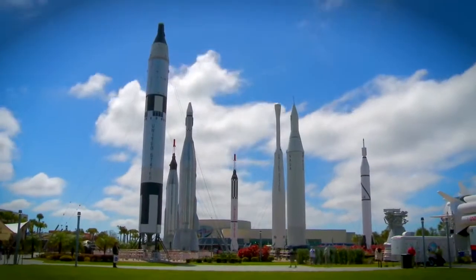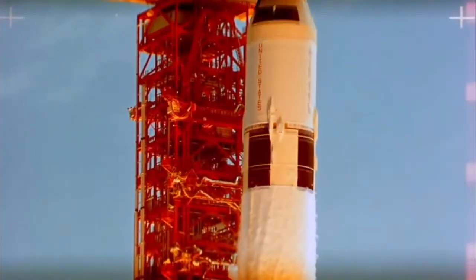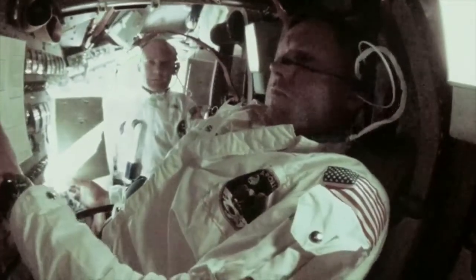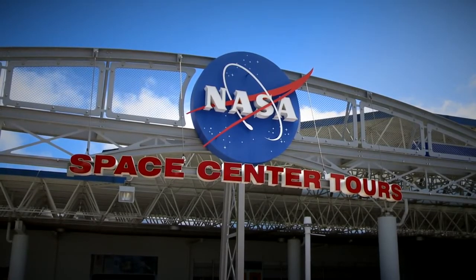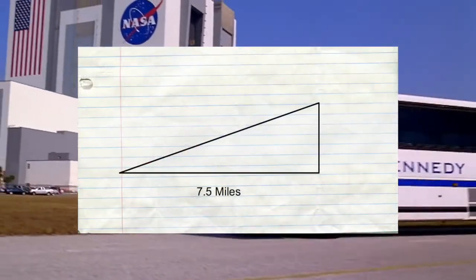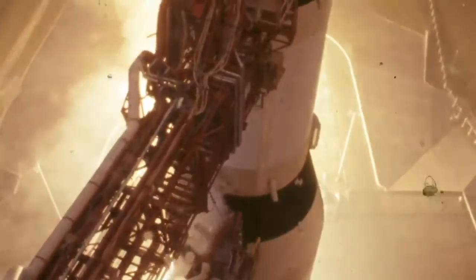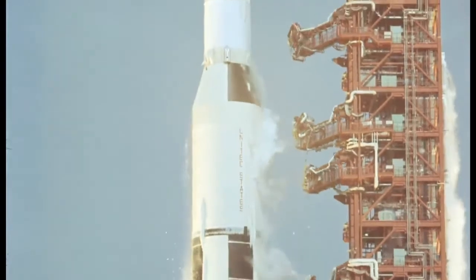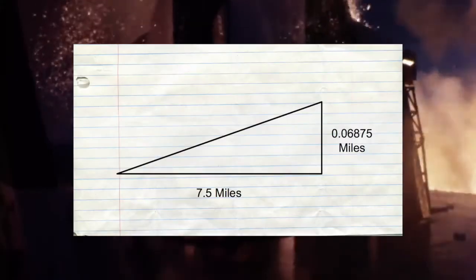These locations are typically a few miles from launch pads so that you can safely see and feel the liftoff of spacecraft leaving Earth. The distance from the Visitor Complex to Launch Complex 39 is approximately 7.5 miles. So, as we begin to set up our related rates problem, the base of our triangle becomes 7.5 miles. The Saturn V rocket stood a staggering 363 feet tall, which converts to 0.06875 miles. This value becomes the initial height of our triangle.